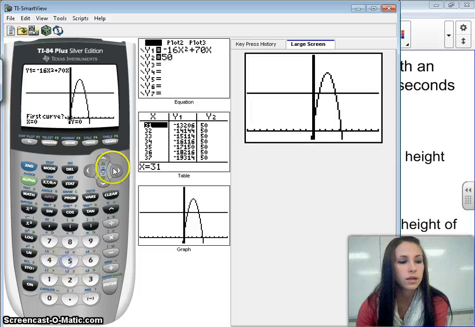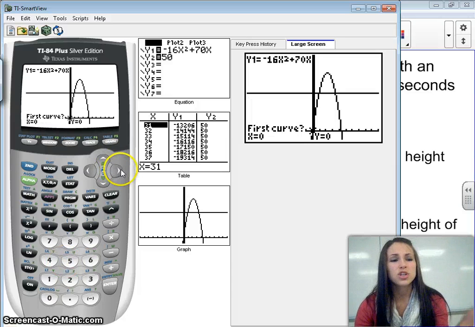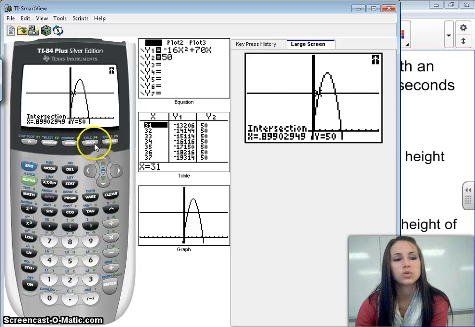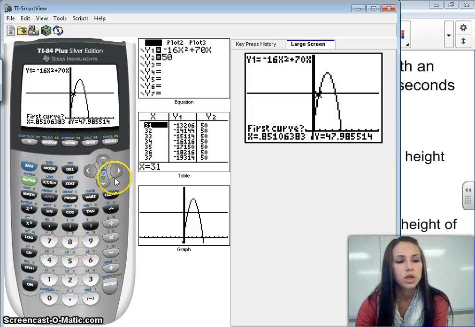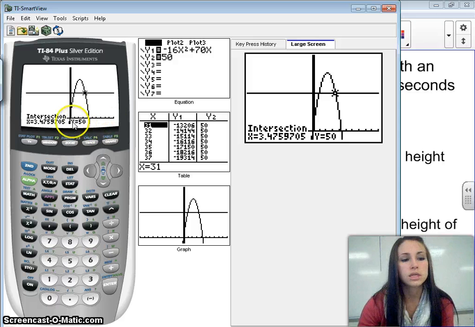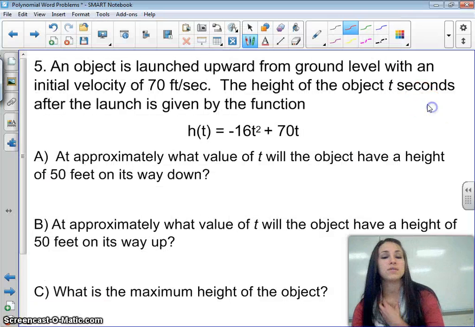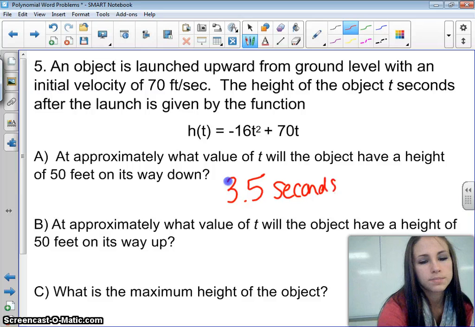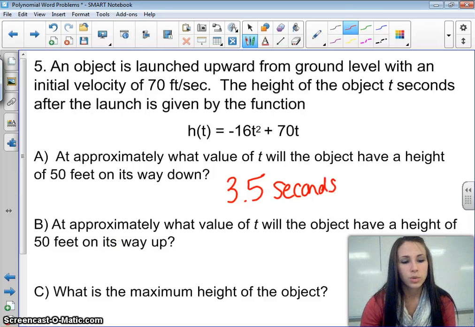So I'm going to find number 5. Now it's going to say first curve, second curve. You just need to hit enter, enter, and that's going to find the first one. Whatever you're closer to is what it's going to find. I need to go find the second one. So you need to move your cursor closer to the intersection you're looking for and then hit enter, enter. And then you can see that the height is 50, but that's going to happen at 3.5 seconds, and I'm just going to round that to 3.5 seconds.